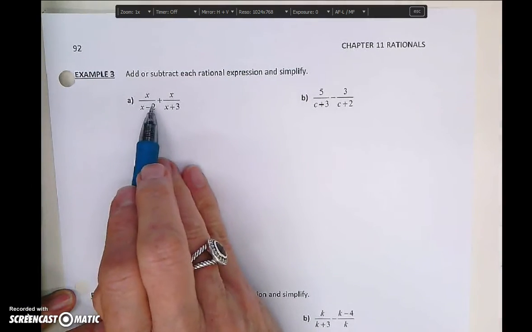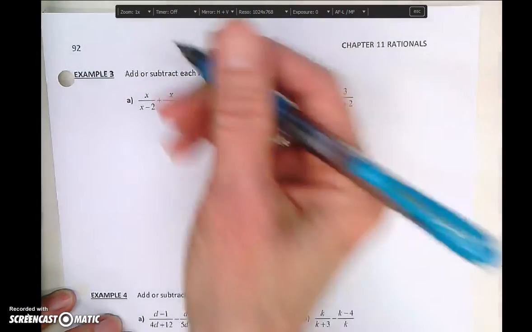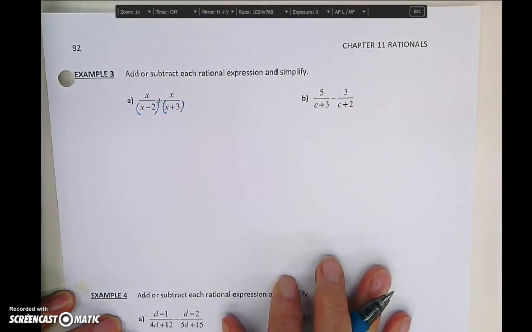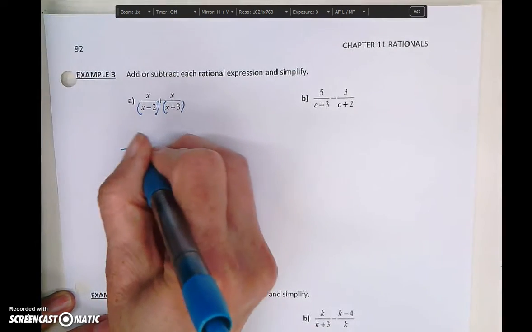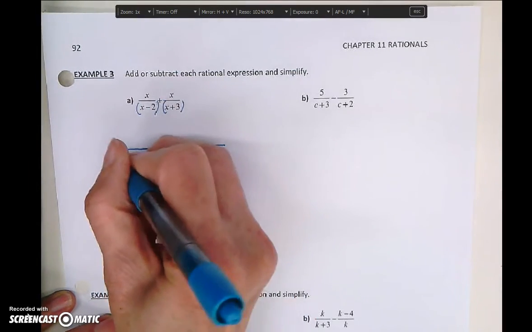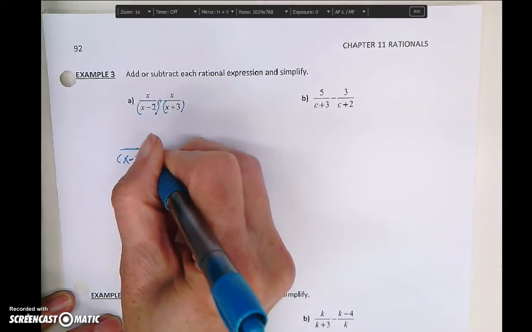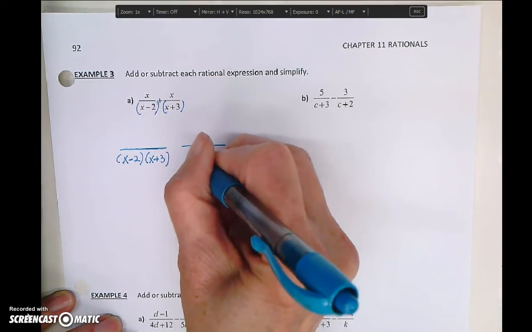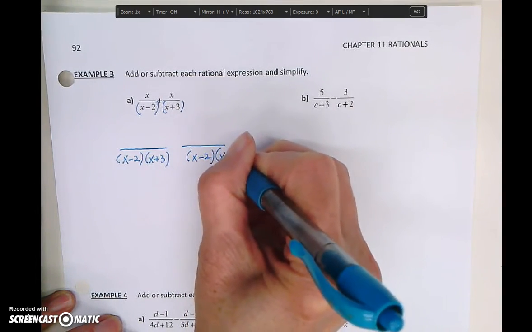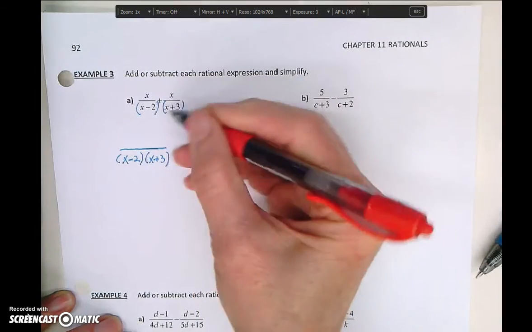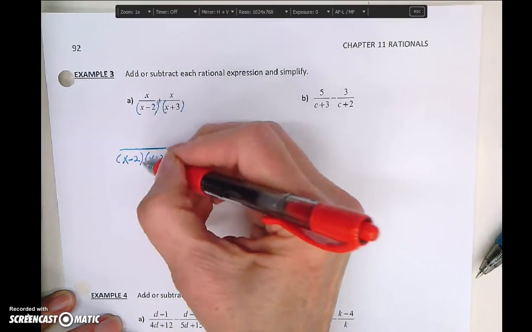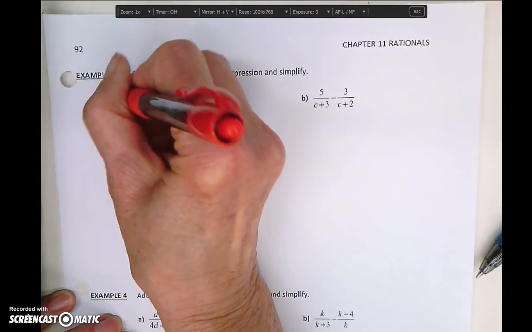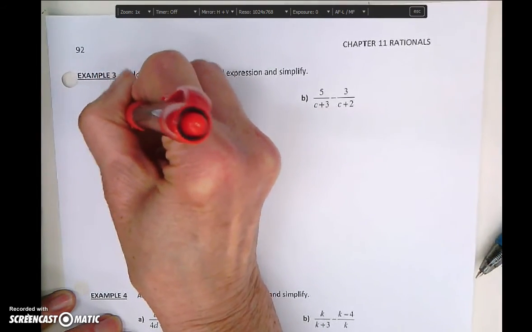So for example, 3a, you see I've got denominators of x minus 2, and remember that that's a group, and x plus 3, and that's a group as well. So when I go to find my common denominator, it's got to have both the x minus 2 in it as well as the x plus 3. So I'm going to write that in my denominator, x minus 2, x plus 3. All right, so then how did my first fraction change? Well, it got multiplied by x plus 3. So I'm going to multiply this by x plus 3 over x plus 3.